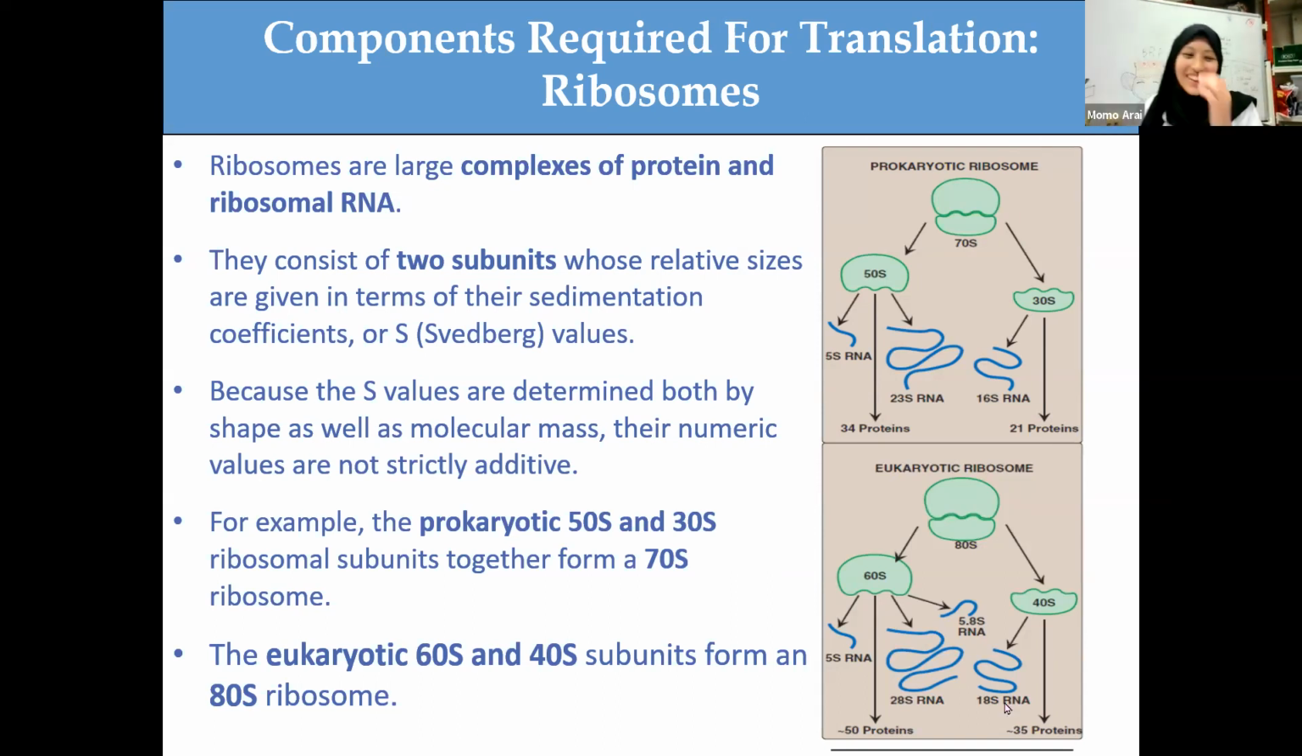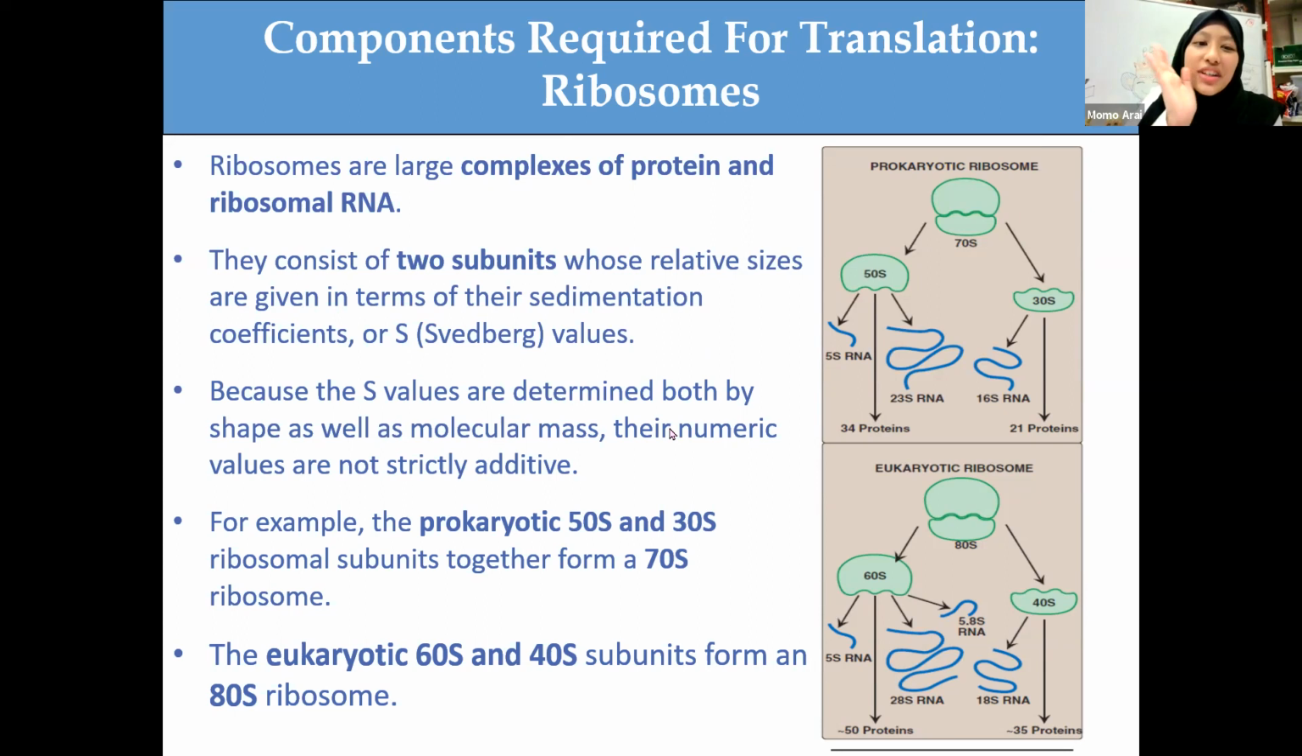So 60, 40, and 80 are all part of the eukaryotic ribosome. All of these subunits are made up of rRNA, ribosomal RNA, and they're different for each. You can memorize them. To make it easier, know that 5S is found in both, while the rest are just bigger in eukaryotes: 28S here, 23S here, 18S here, 16S here.